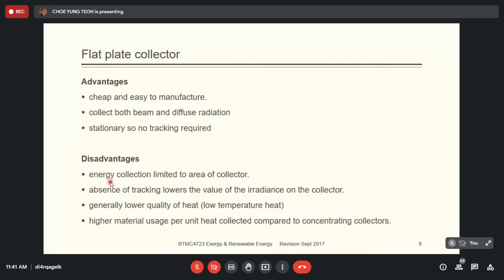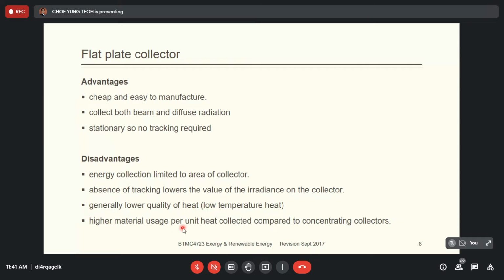Disadvantage: energy collection is limited to the area of the collector, because you are not doing concentration. So you're only able to collect the energy that falls on the panel. Absence of tracking lowers the value of irradiance on the collector. Generally, lower quality of heat. As long as you cannot achieve 100 degrees Celsius, we can assume that it's quite low quality, because you are not able to convert to other forms of energy, like electricity.